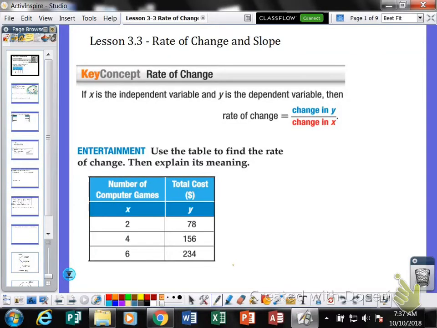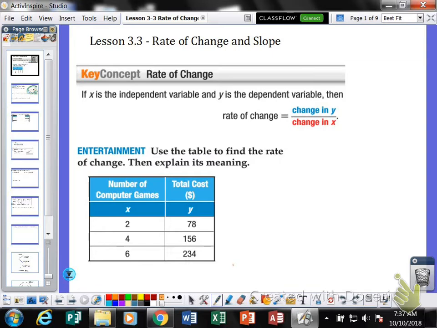All right, lesson 3.3, rate of change and slope. Basically, the rate of change and slope are pretty much the same thing. We find it the same way. And they will be giving you a formula sheet that has the slope formula on it and some other stuff that we're going to be needing in this chapter and then for your Keystone. So this is on your Keystone formula sheet, so you don't have to memorize it, but you just have to know how to use it.